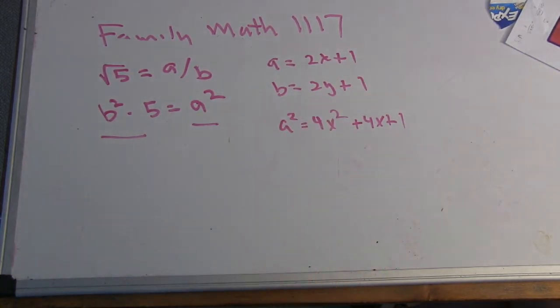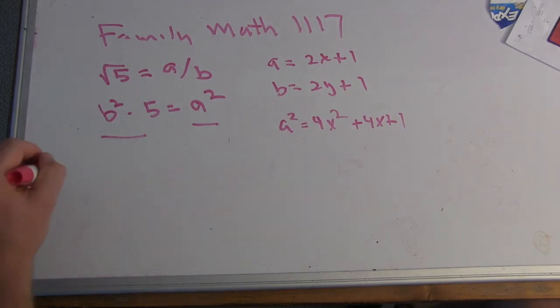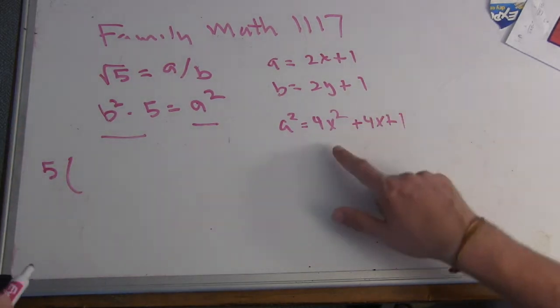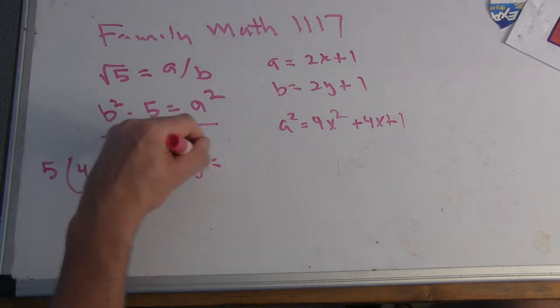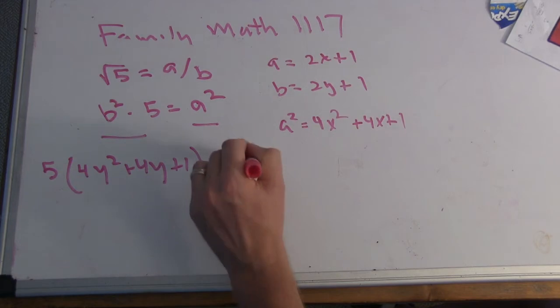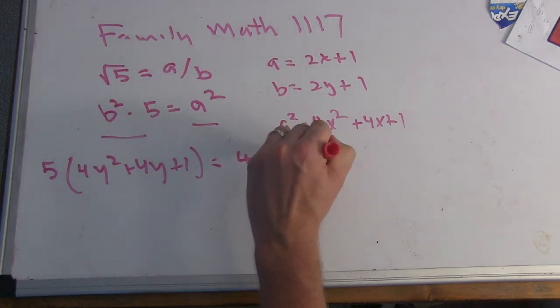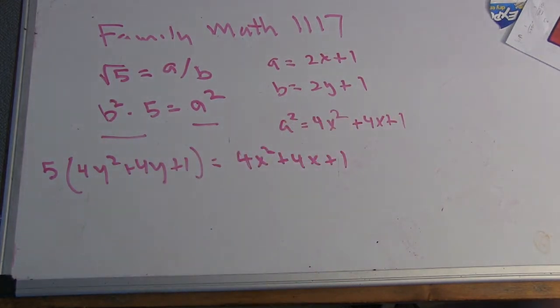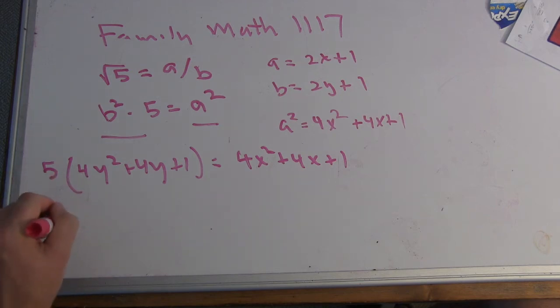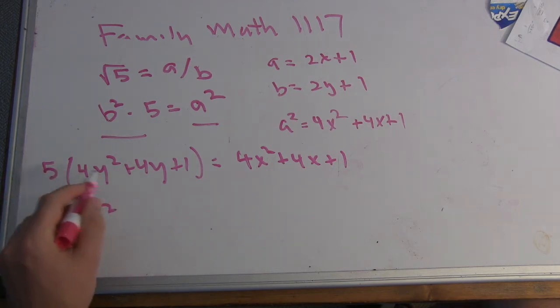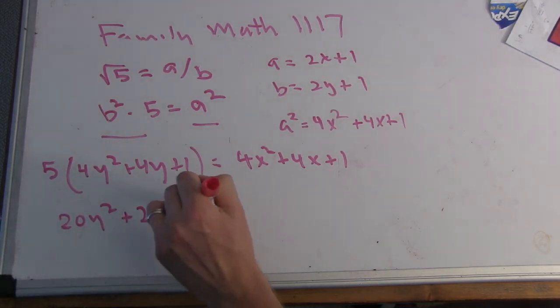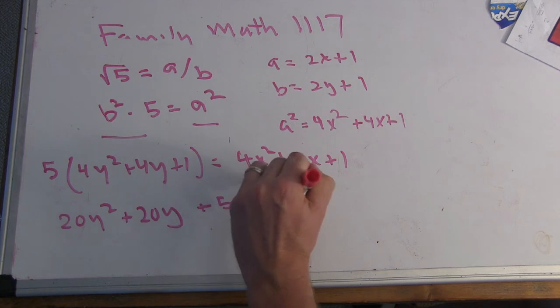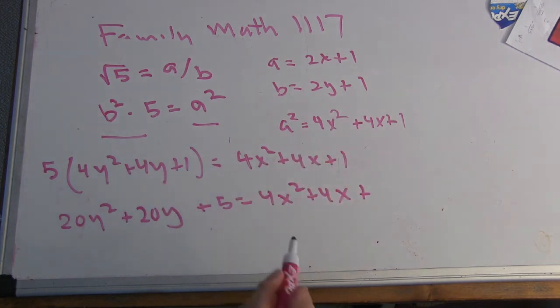And b squared is going to be the same. Right? Okay, so I'm going to have 5 times 4y squared plus 4y plus 1 equals 4x squared plus 4x plus 1. So this is going to be 20y squared plus 20y plus 5, plus 4x squared plus 4x plus 1.